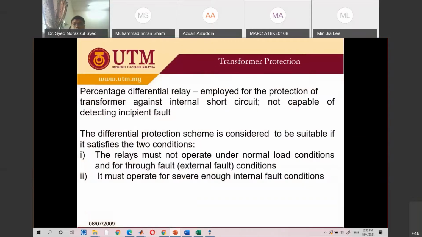Okay, and this is the explanation about the differential protection scheme. The relay must be stable under normal load condition and for through fault condition, and it must operate for severe enough internal fault condition.